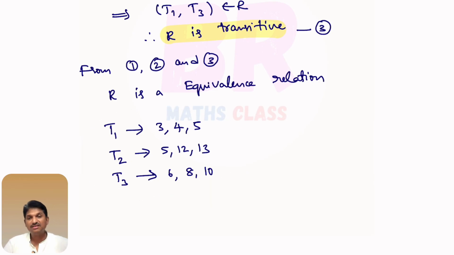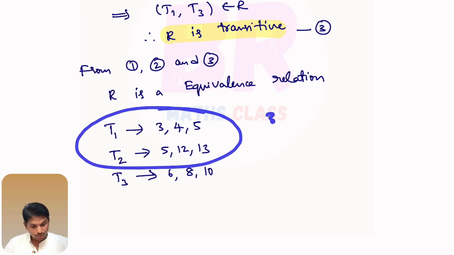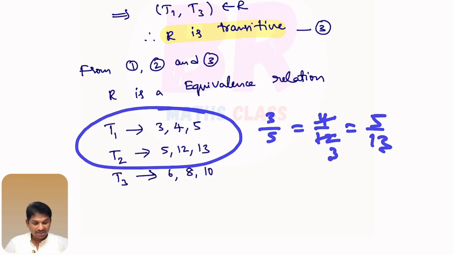If two triangles are similar, then we know that corresponding sides are proportional. For example, if we take T1, T2: 3 by 5 equal to 4 by 12 equal to 5 by 13. Is it true? This is 1 by 3. 1 by 3 is not equal to 3 by 5. So, T1, T2 are not similar triangles.